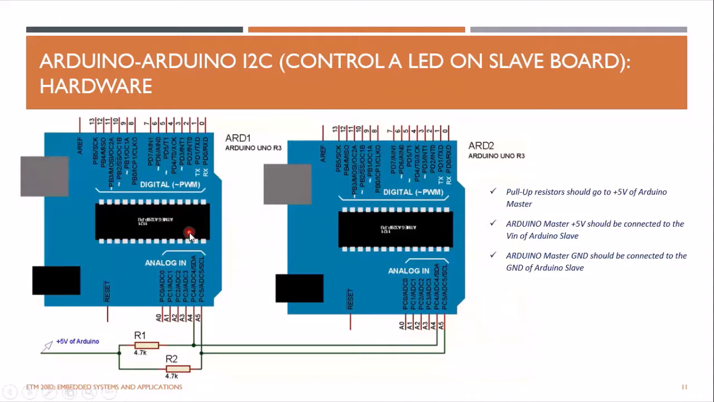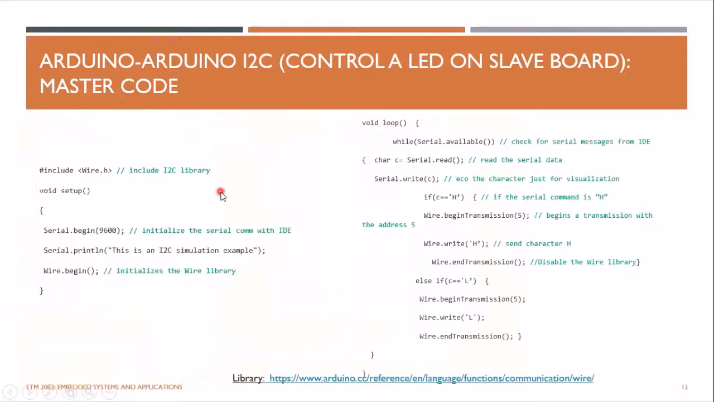Otherwise, you can just use two Arduino boards and connect one to the USB port and the other connected with the 5-volt supply of the first and common ground, and you can try to communicate between these two.